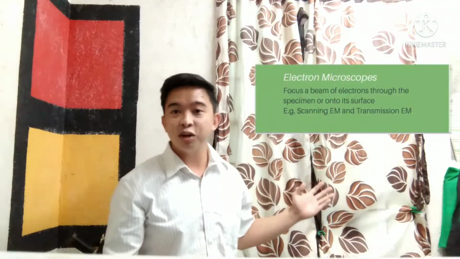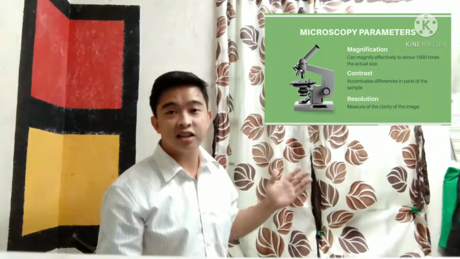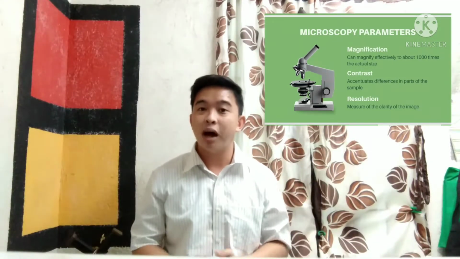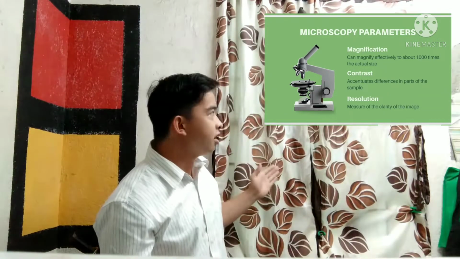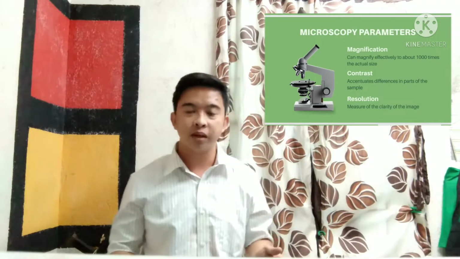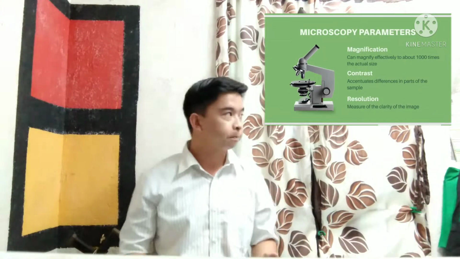Okay, the electron microscope focuses a beam of electrons through the specimen onto its surface. Okay, next slide. The parameters in microscopy are magnification, contrast, and resolution. For magnification, it can effectively magnify to about 1,000 times the actual size of the object. Contrast accentuates differences in parts of the sample. And resolution measures the clarity of the image.